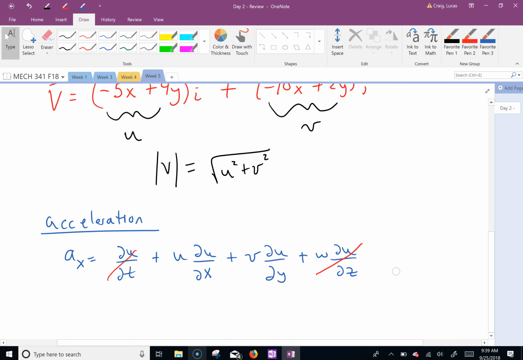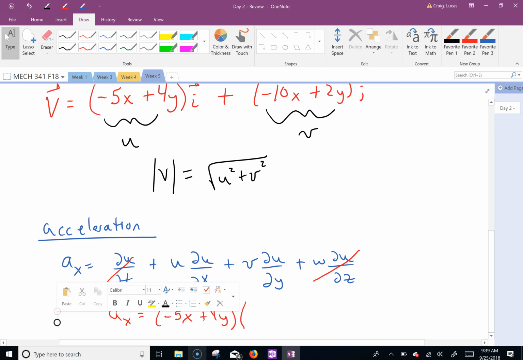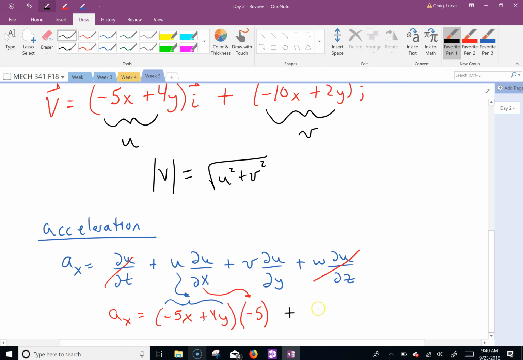So let's just write this so you have it. So u was negative 5x plus 4y. And then the partial of u with respect to x, what is that? Negative 5. Yep. And then this u is here. So you know, okay, that's where I found it. And then plus v, which is negative 10x plus 2y. And then we're taking the partial of u with respect to y, which is 4.